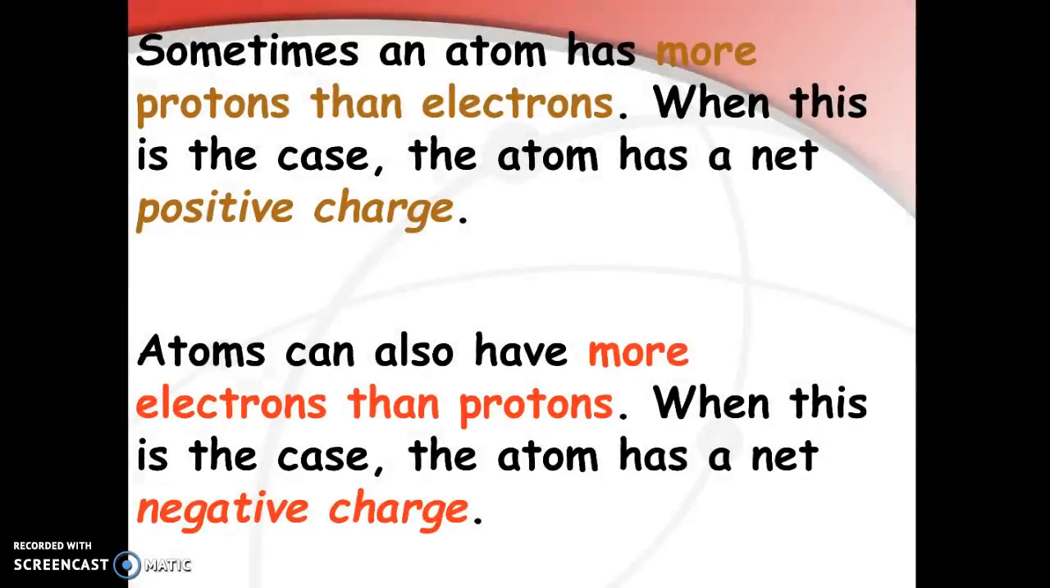If you have more protons than electrons, the atom is positive. It's going to be called a cation. Atoms can also have more electrons than protons, and when this is the case, the atom has a net negative charge, and these are called anions. I'll give you a way to remember this when we get into class on Friday.